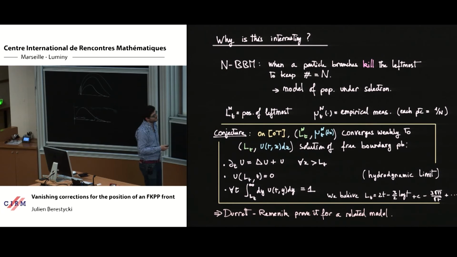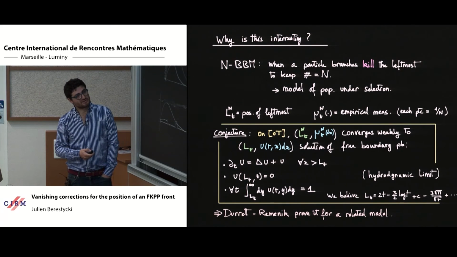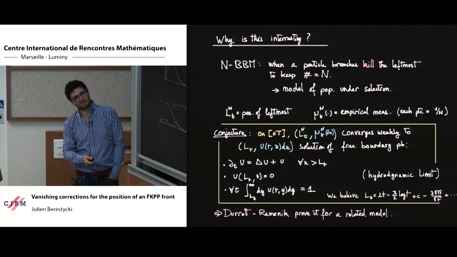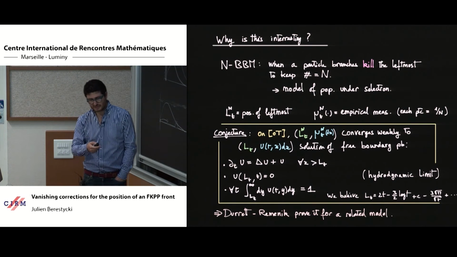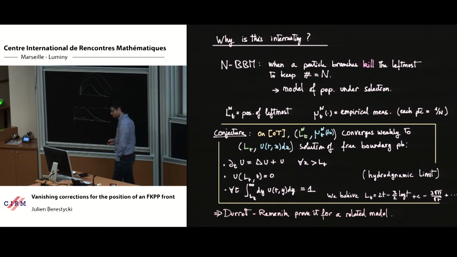What we believe to be the case is that for the solution of this system, at least L t should behave exactly as predicted by Ebert and Van Saarloos up to the full expansion. So this is not done, but Durrett and Remenik proved the hydrodynamic limit. They did not prove this, but they proved the hydrodynamic limit for a very closely related model of a branching random walk instead of branching Brownian motion with selection.